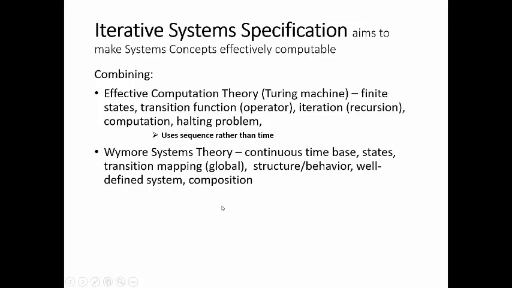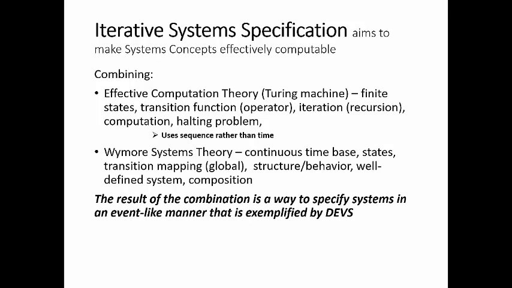a broader view and incorporates structure and behavior in a well-defined system, and a composition that allows systems to be composed together to create bigger systems. The result of this kind of combining of effective computation theory and Wymore systems theory is a way to specify systems in an event-like manner that is exemplified by DEVS, but transcends it, more capable, and allows us to deal with a broader range of problems.